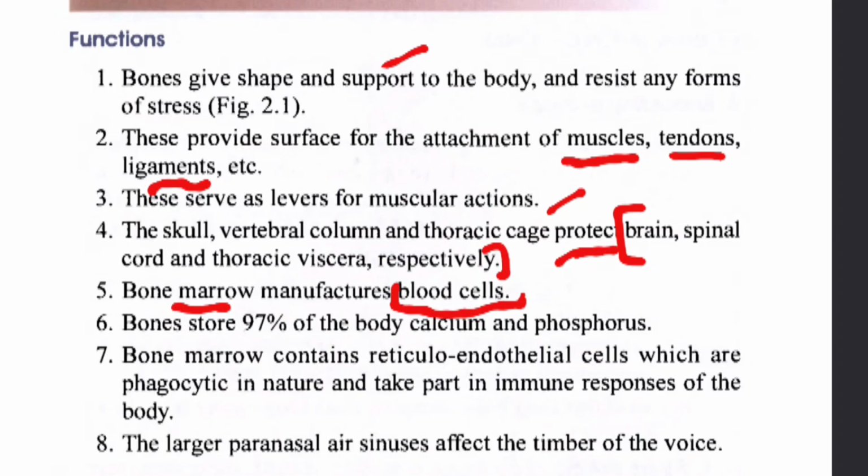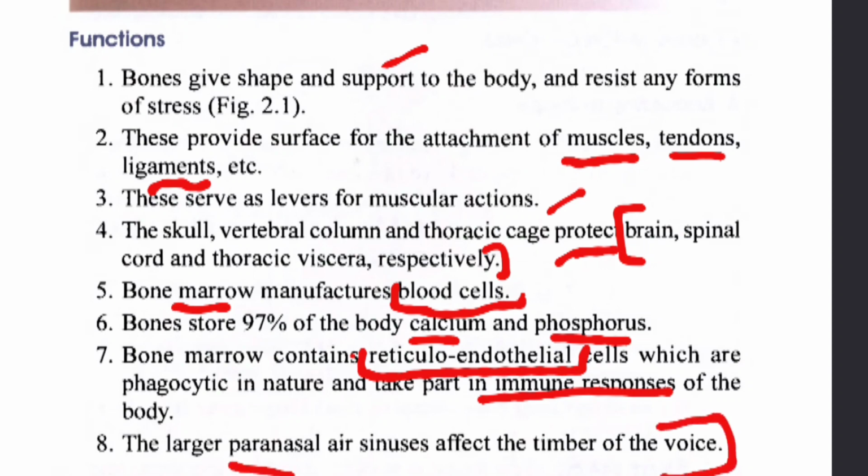Other than that, bone stores 97% of the body's calcium and phosphorus. It is a reservoir for calcium and phosphorus. Then bone marrow contains reticuloendothelial cells which are phagocytic in nature and take part in the immune response of the body. A very important point. And the larger paranasal air sinuses affect the timbre of the voice.